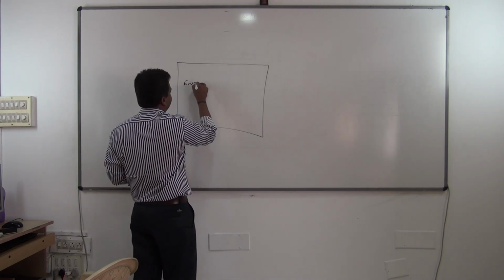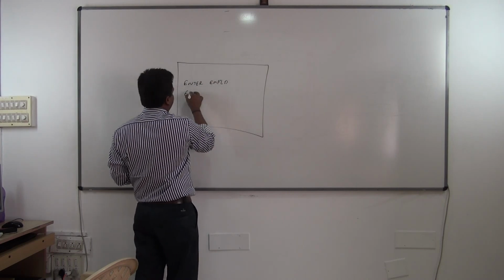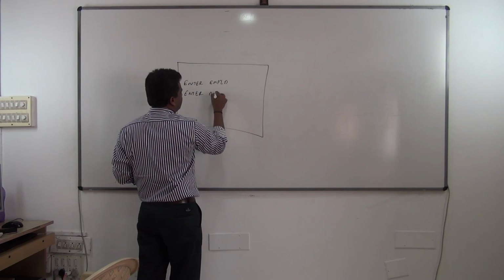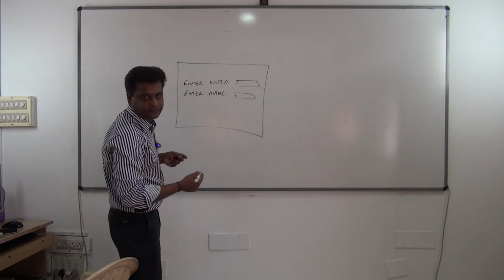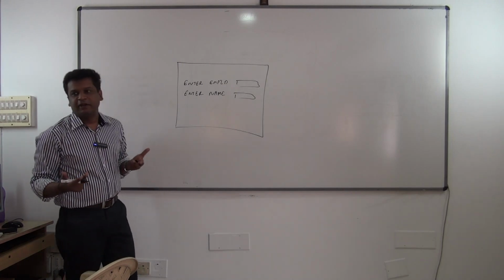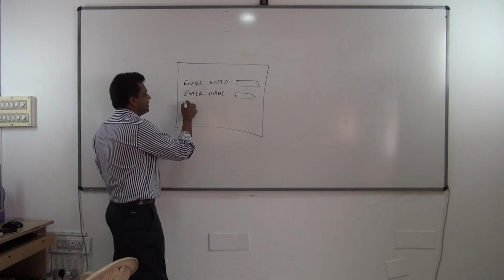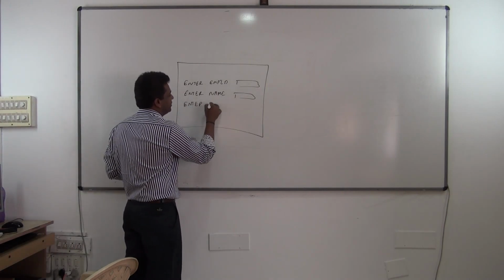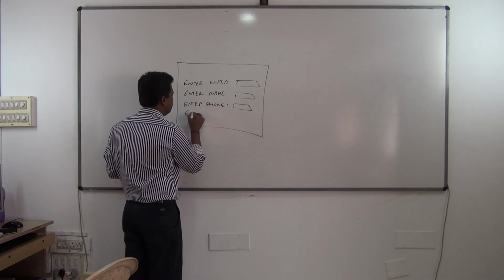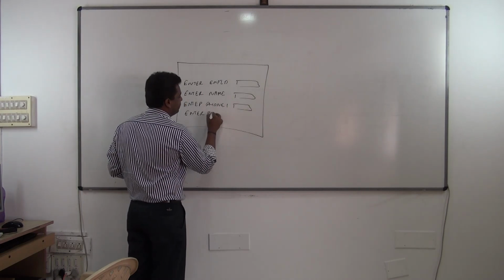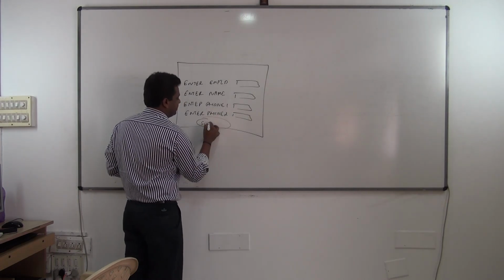So enter employee ID, enter name, assuming that there is an admin screen. So he's creating a new employee. There is some project now, and in that project the admin is going to create an employee. So he will say enter phone numbers, enter phone 1, enter phone 2, like this. He's correcting some details. See, this is your UI.